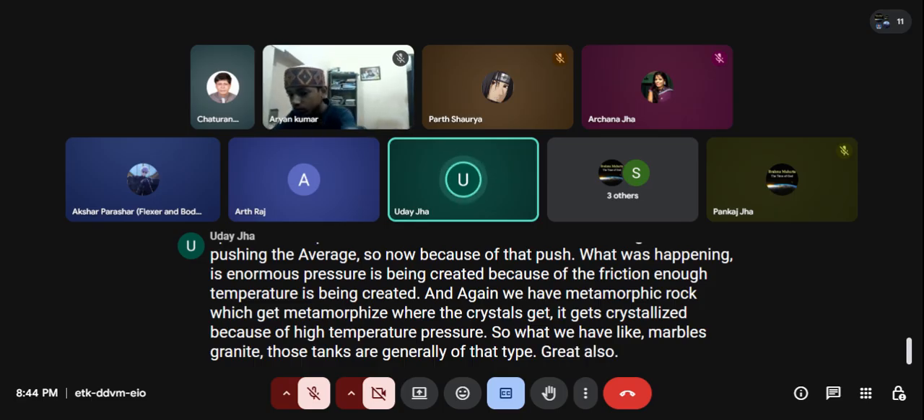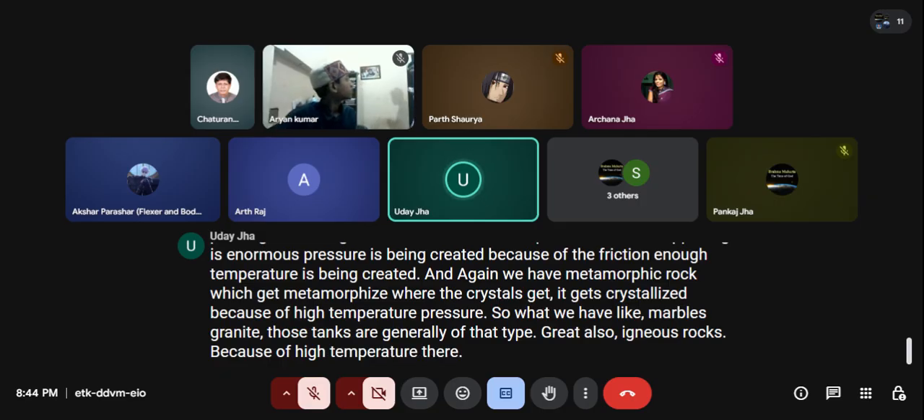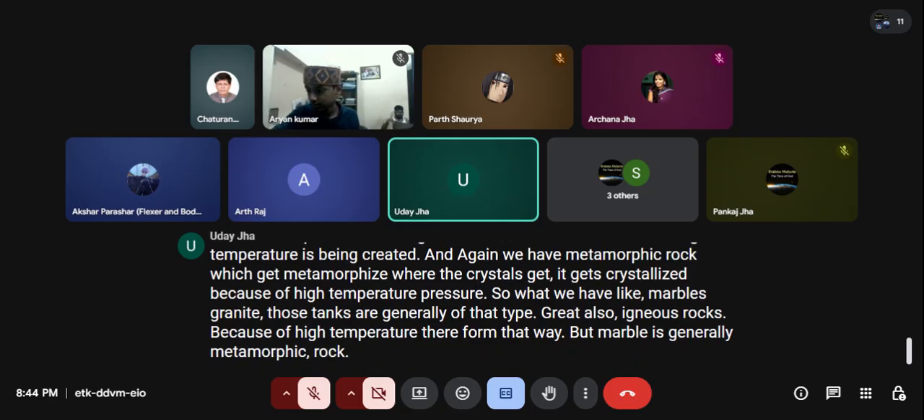Granites are also igneous rocks, because of high temperature they are formed that way. But marble is generally metamorphic rock.